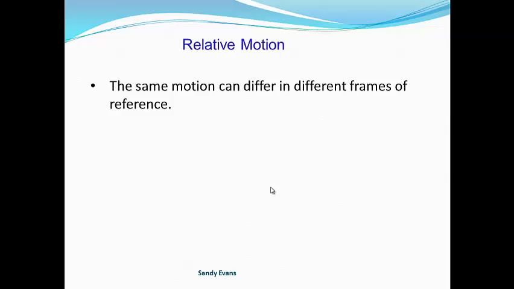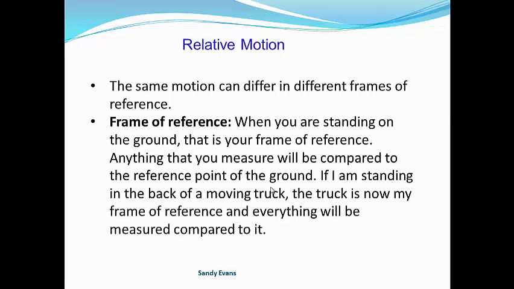So like I've said, the motion can differ in different frames of reference. So what's a frame of reference? Well, if I'm standing on the ground, that's going to be my frame of reference, and anything I measure is going to be compared to the reference point of the ground. If I happen to be standing in the back of a moving truck, then the moving truck would now be my frame of reference, and everything is going to be measured to it.